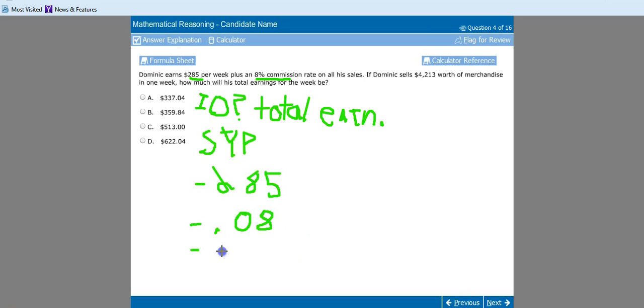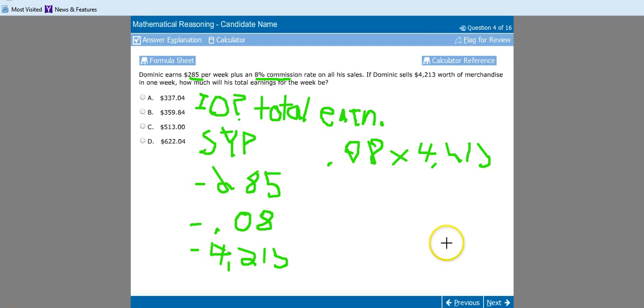And then the third piece of information we get is that we know his sales for that week were $4,213. So he gets 8% of that. And what a lot of people are going to do is say, oh, I get it. That's one of those percent problems where you multiply 0.08 by 4,213. And they think they have it, because with that, you get your answer, which is $337.04.